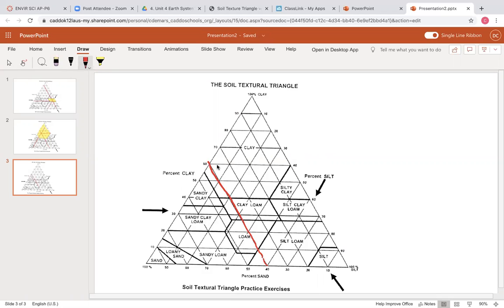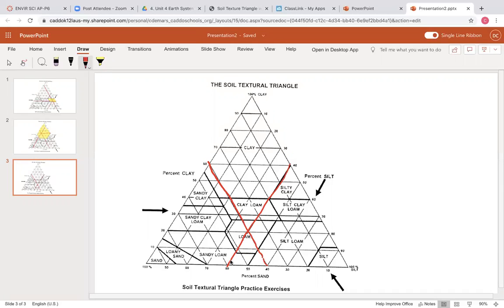All right. And then they also told us that we have 40% silt. So silt is over here. Remember, our arrows tell us to go diagonally down towards the left. So we're going to find 40% silt. Draw our line diagonally down towards the left. And that's all they told us.